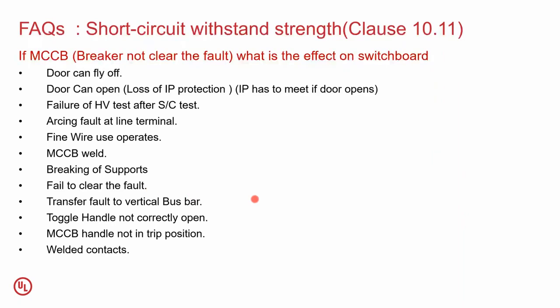Many times this happens. You see the pictures, MCCB failure causing problems to the bus bar, and the toggle of the handle not correctly opening, because after the short circuit test, the MCCB has to be operated from the external handle for on and off operations. The MCCB handle may not go to the trip position. Sometimes it's only locked in the on position, with welded contacts. Many things can happen if the MCCB breaker does not clear the fault.